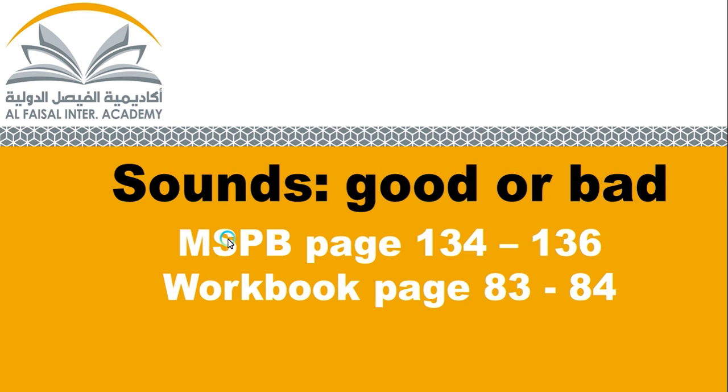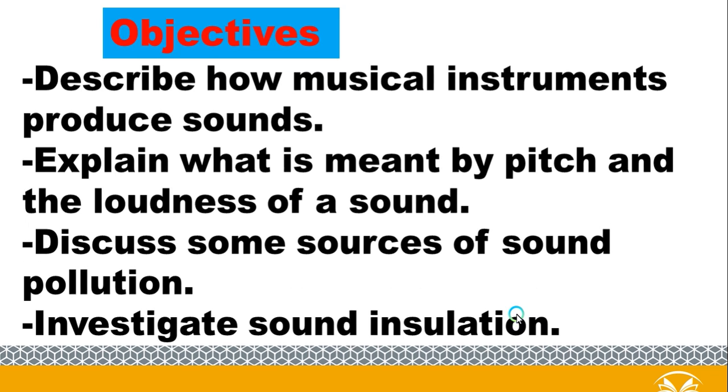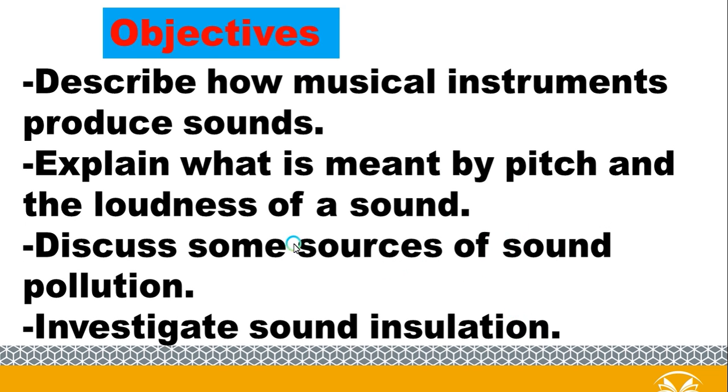Our topic is from the textbook page 134 to 136 and workbook page 83 to 84. So the objectives are: describe how musical instruments produce sounds. Explain what is meant by pitch and the loudness of a sound. Discuss some sources of sound pollution. Investigate sound insulation.